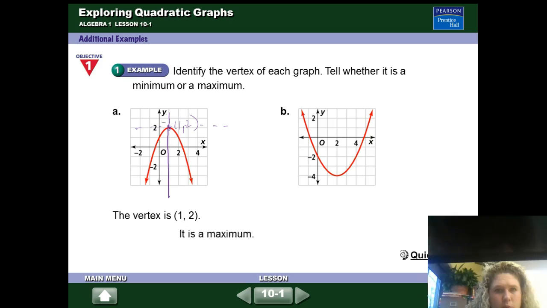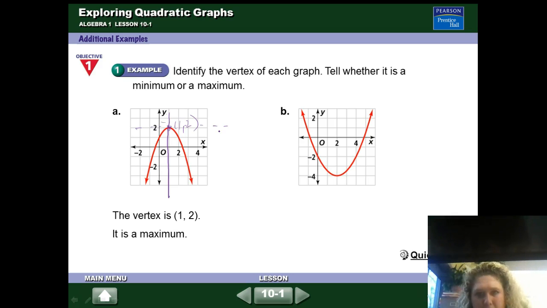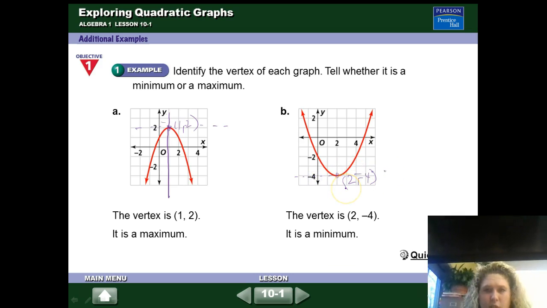So vertex 1, 2, and it is a maximum. Now, looking at example B here, find my axis of symmetry. Where is it meeting to? Right here. What point is that? 2, -4. And it is my lowest point, so it must be my minimum, which it is.